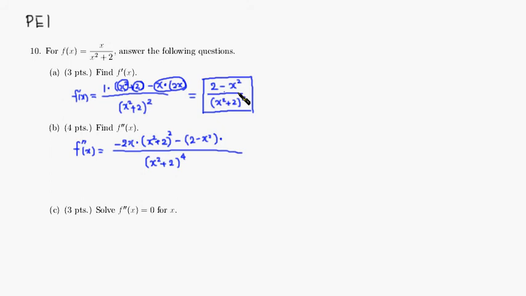So you have to use the general power rule. Put 2 in front and keep the same quantity x squared plus 2. Subtract 1 from the power, so it's going to be 1, so I'm not going to write anything down. Multiply by derivative of the inside function, which is 2x. Then we need to simplify.